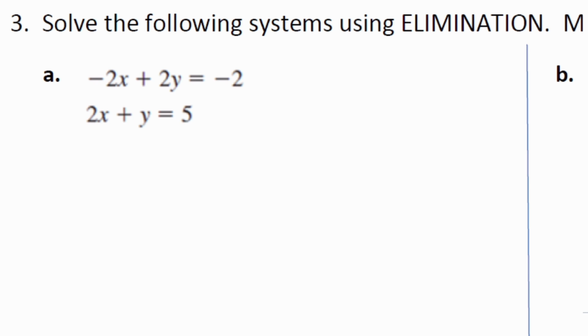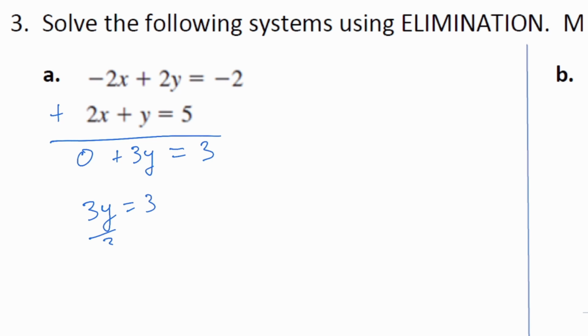Let's do some blue here. I'm going to add straight down. So negative 2x and 2x is going to give me 0. And then 2y plus another y is going to give me plus 3y. And then negative 2 and 5 is going to give me positive 3 when I add them together. So that means that 3y is equal to 3, which if I divide by 3 on both sides, I'm going to get y is equal to 1.